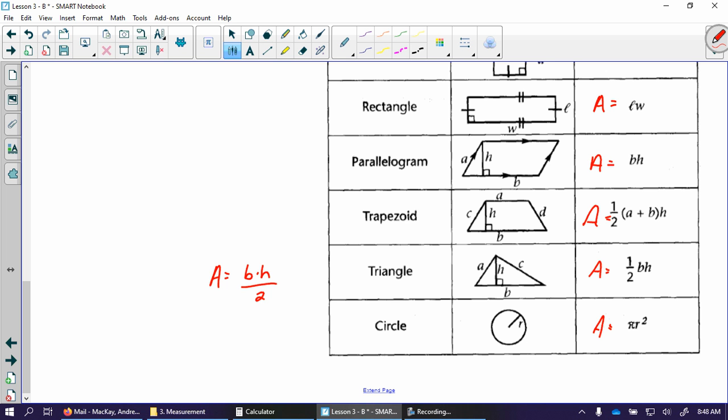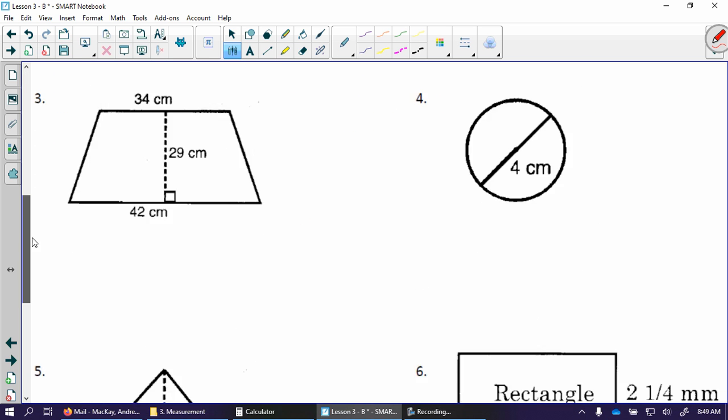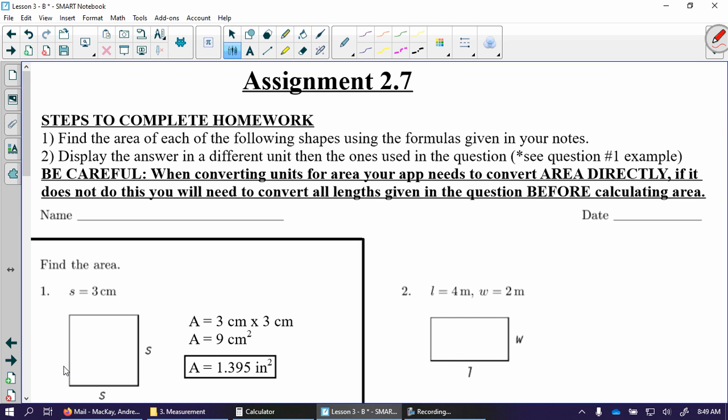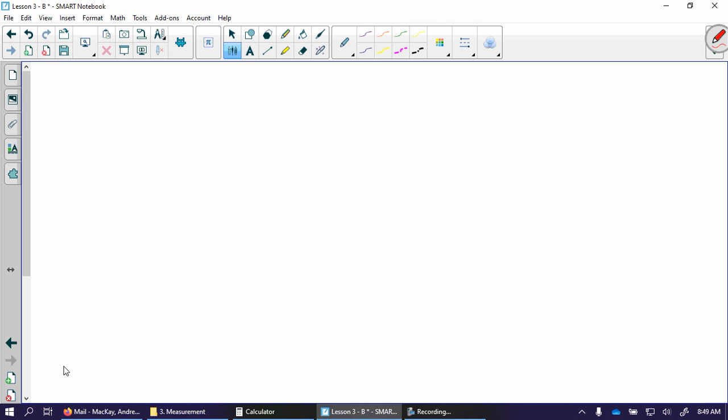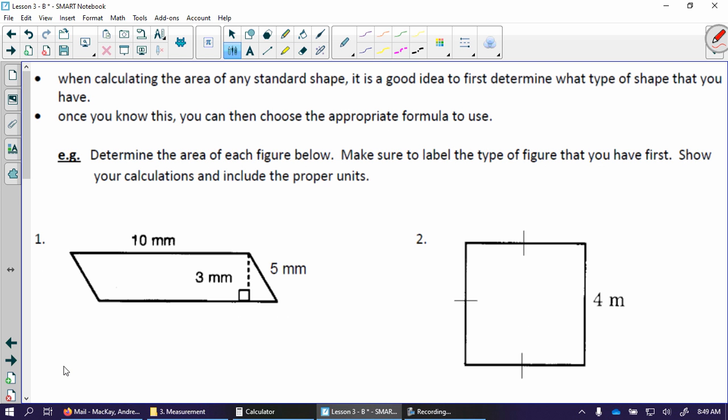We don't have to write any of these formulas down. Just like other formulas, you probably will get these on a formula sheet for your exam. So let's try some. Calculating area, we have to determine what shape we have. Once we know, we have to pick a formula. So we're going to go through some of these. And then after that, you get some practice. And that will be today.